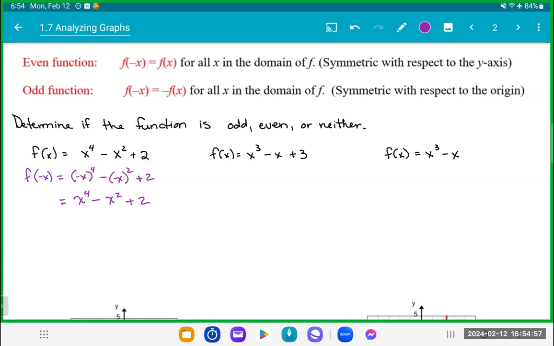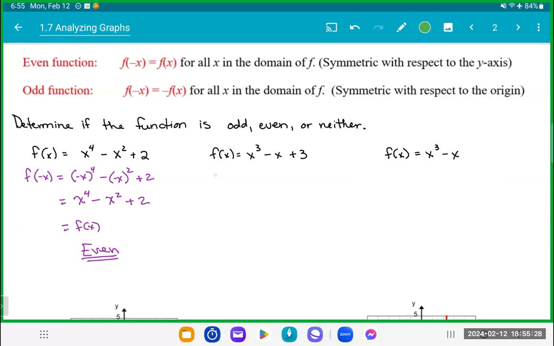And that is exactly what we started with. It is our original equation. So since f of negative x equals f of x, we would say that this here is an even function. Okay? Question. So let's look at this next one.